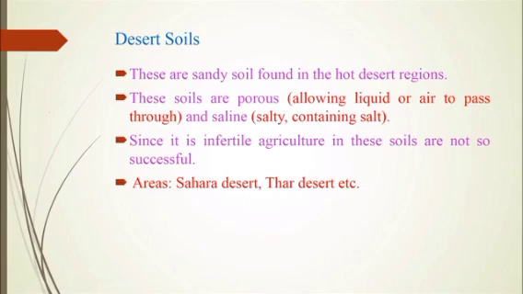Porous means allowing liquid or air to pass through. Saline means salty or containing salt. Since it is infertile, agriculture in these soils is not so successful. So let's see the areas where desert soils are present, like the Sahara Desert, Thar Desert, etc.